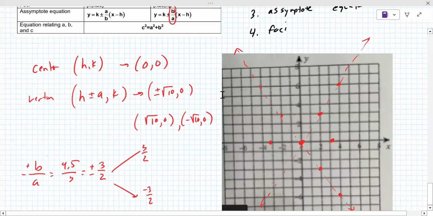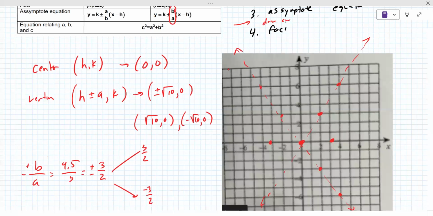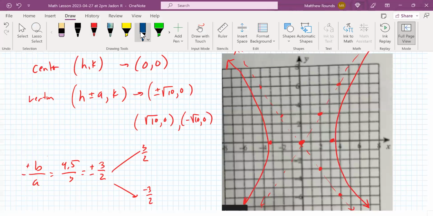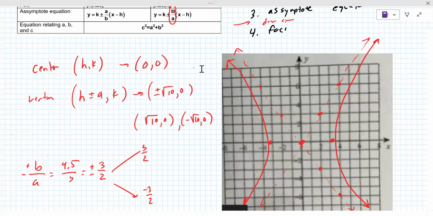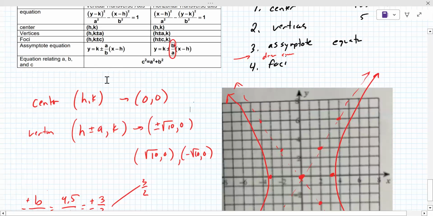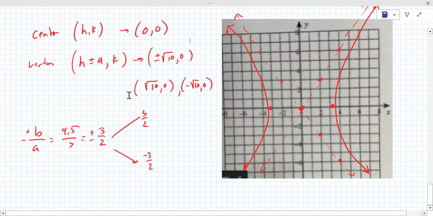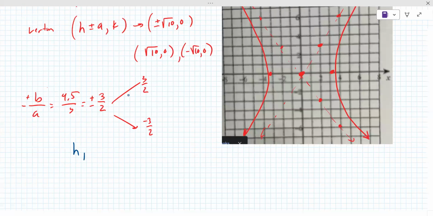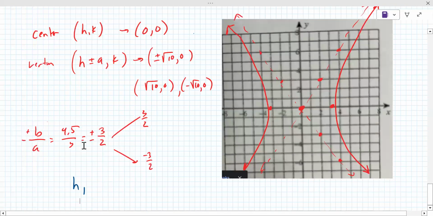This is where I draw the curves, kind of right here between 3 and 4 as you draw the curves. So it's something like this, something like this. And then last thing is the foci. The foci is H comma K plus minus C. No, grabbed the wrong equation. H plus minus C comma K.